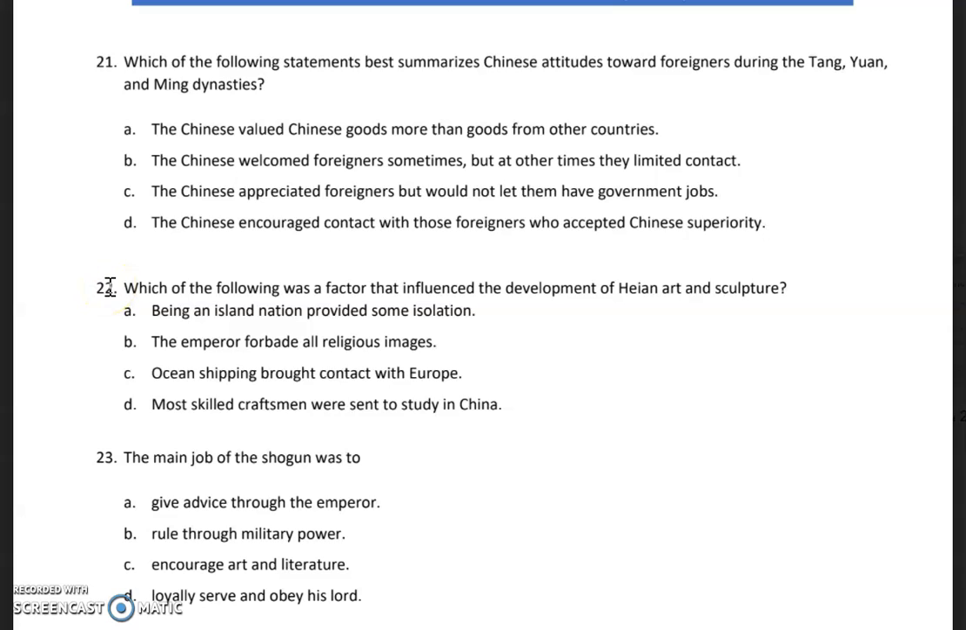22. Which of the following was a factor that influenced the development of high-end art and sculpture? A. Being an island nation provided some isolation. B. The emperor forbade all religious images. C. Ocean shipping brought contact with Europe. D. Most skilled craftsmen were sent to study in China.